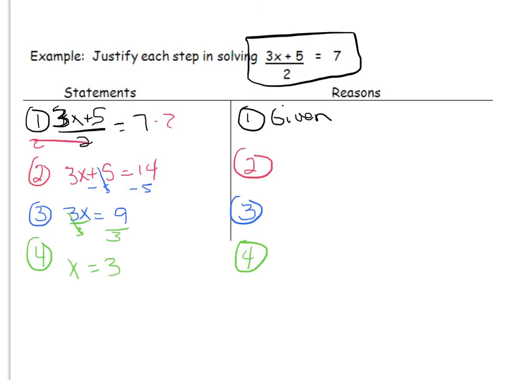All right, you guys, hopefully on the left-hand side, this is what you wrote. You should have gotten x equals 3. Now the question is, how did you get that? So what are your reasons? Well, if you take a look from step number 1 to step number 2, in order to get this, you had to multiply both sides by 2. So step number 2, you should have written down the multiplication property.